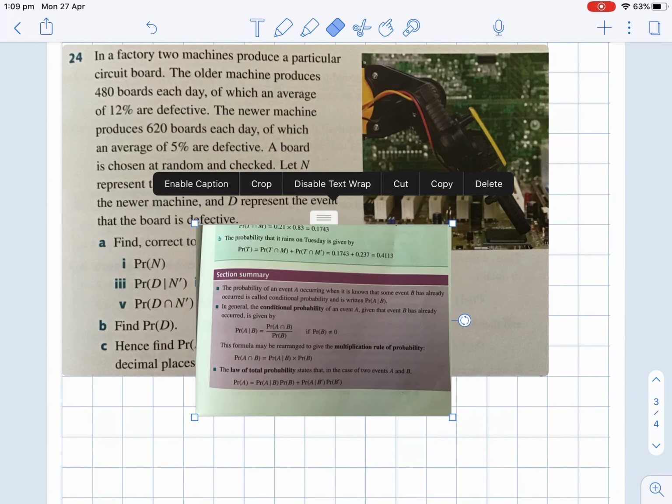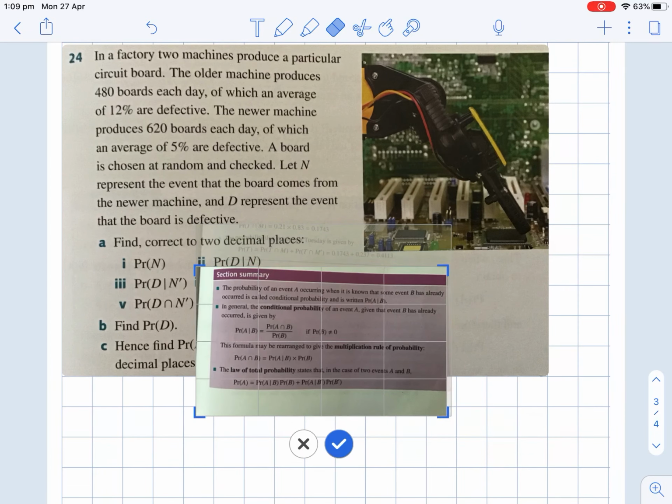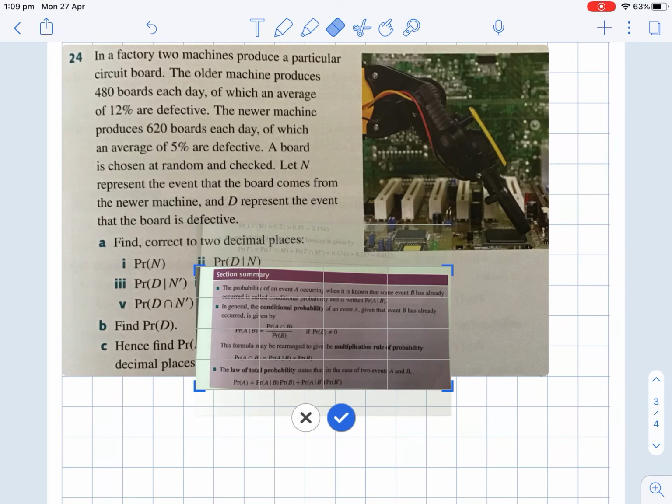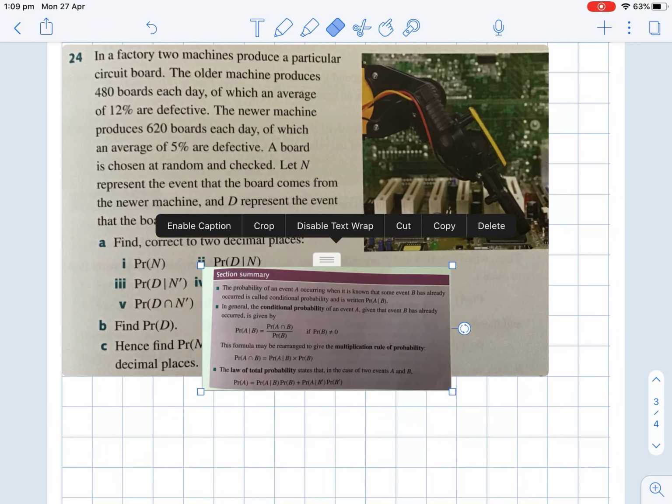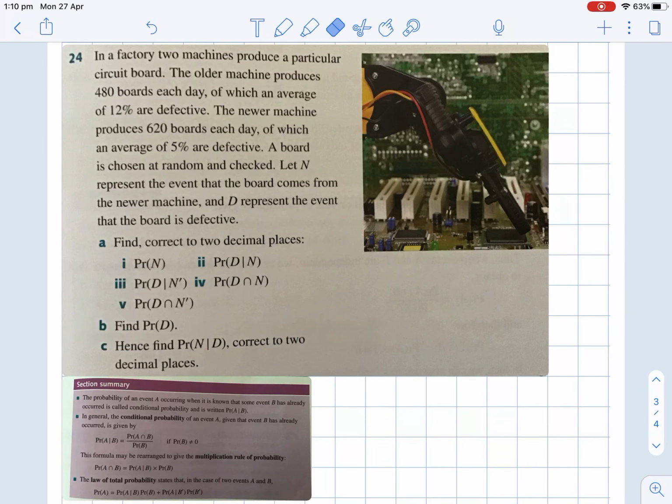So let's add this in here as well so that we can refer to it as I go along. Let's not get too carried away. Let's stick that down there on my right hand side so I've got the formulas that I need. Alright, so let's start highlighting some of the key information here. We really need to know what N and D are. That's going to be important, so N is the new machine.